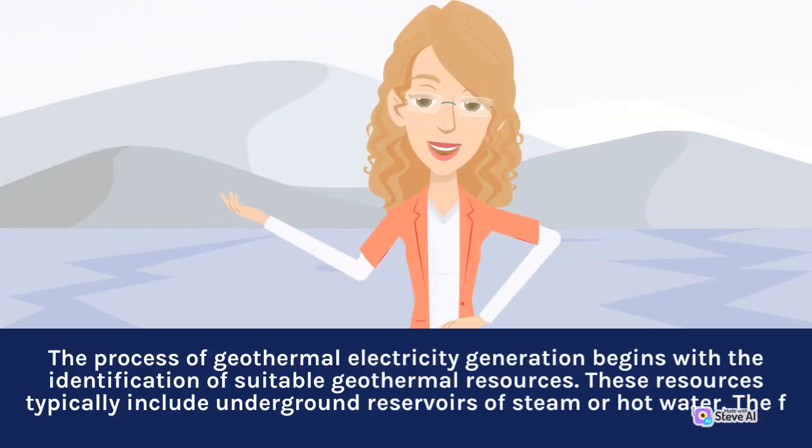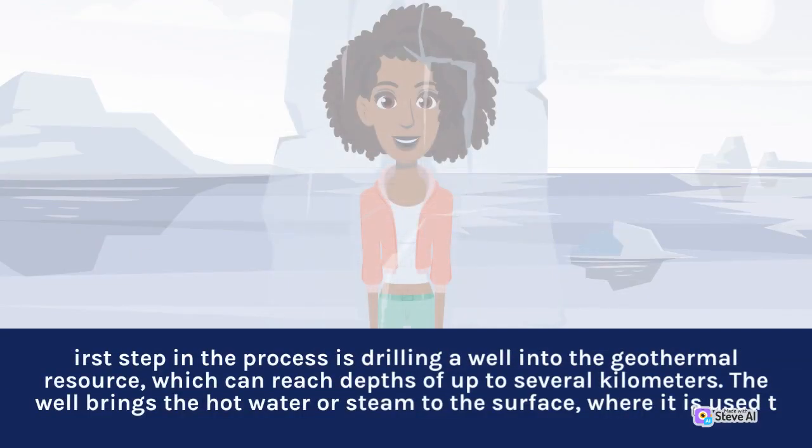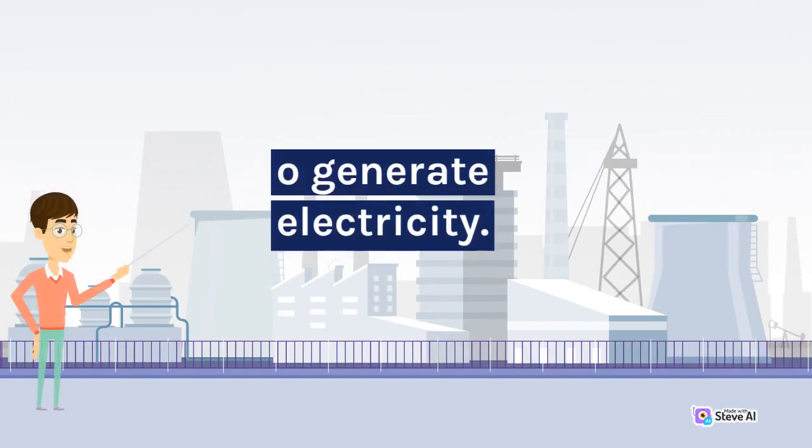The process of geothermal electricity generation begins with the identification of suitable geothermal resources. These resources typically include underground reservoirs of steam or hot water. The first step in the process is drilling a well into the geothermal resource, which can reach depths of up to several kilometers. The well brings the hot water or steam to the surface, where it is used to generate electricity.